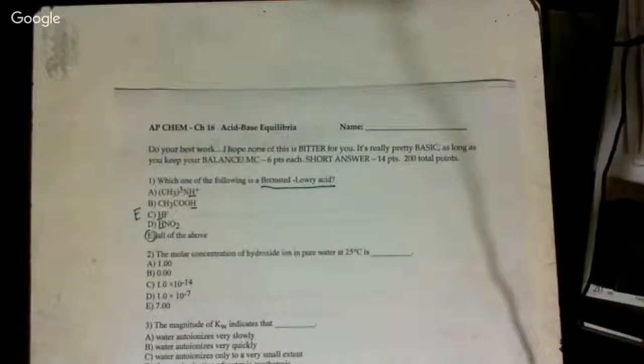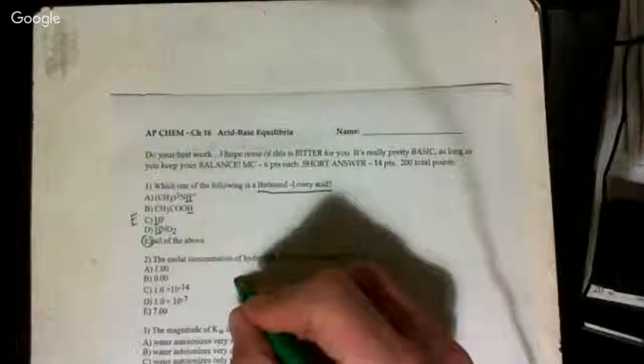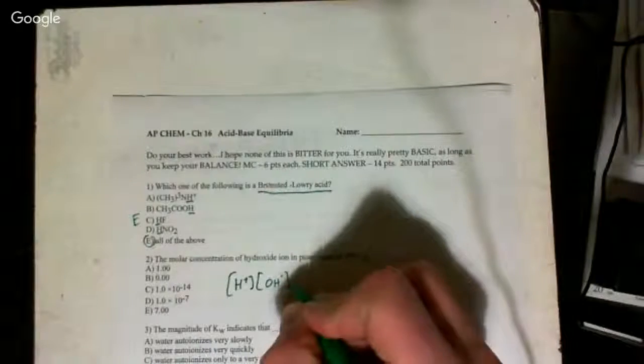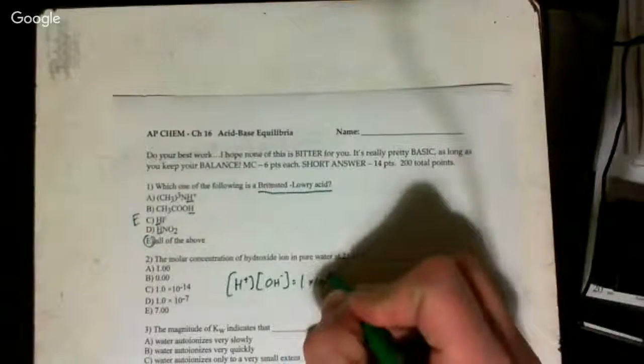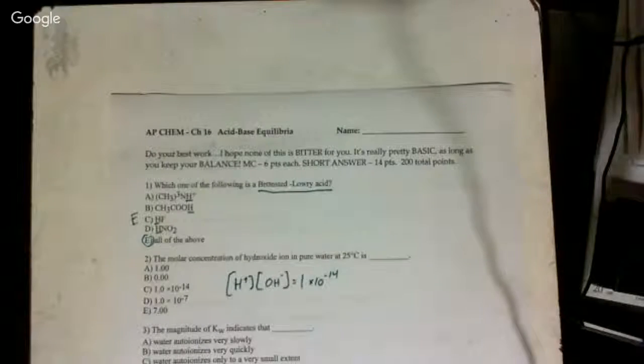Second question, the molar concentration of hydroxide ion in pure water. That's basically making sure that you know that the H plus times the OH minus concentration always equals 1 times 10 to the negative 14th. If it's pure water, we know that these two are going to be the same thing, so you end up with the expression x squared equals 1 times 10 to the negative 14th. You do a little quick math, and the best answer there is going to be D.